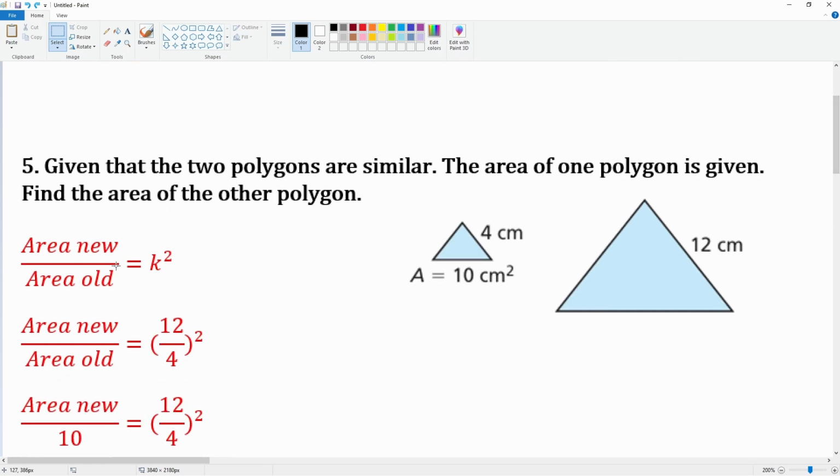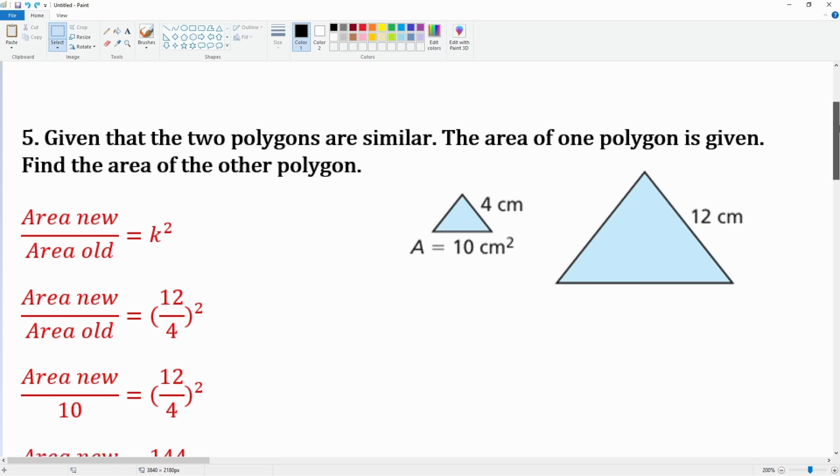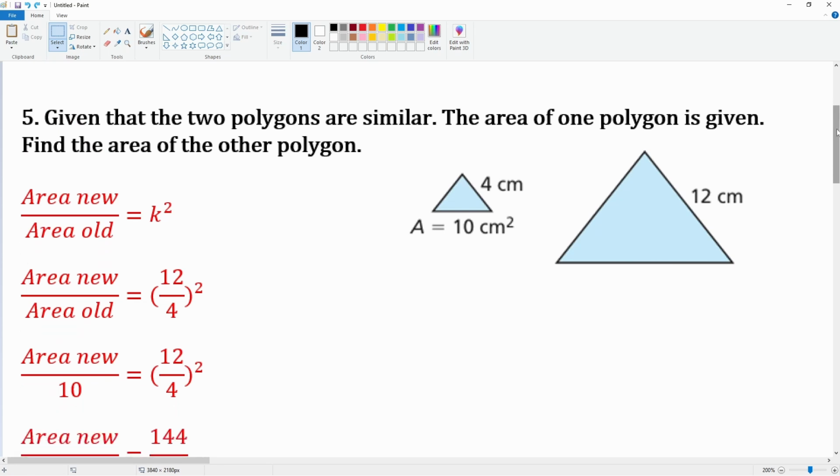Okay, but remember, area new over area old is equal to k squared, because that is the ratio of the areas of similar objects.